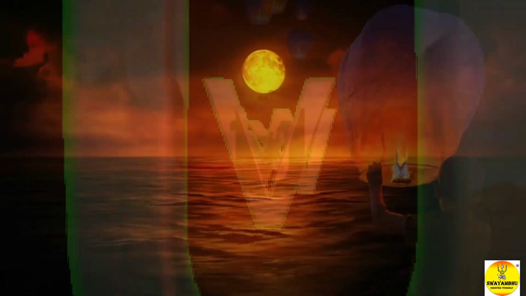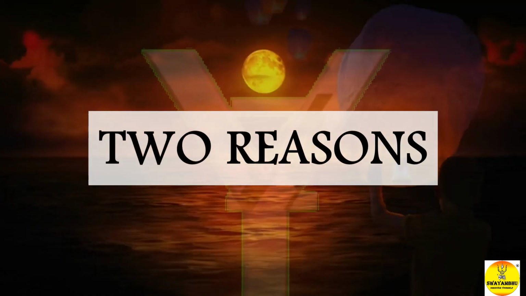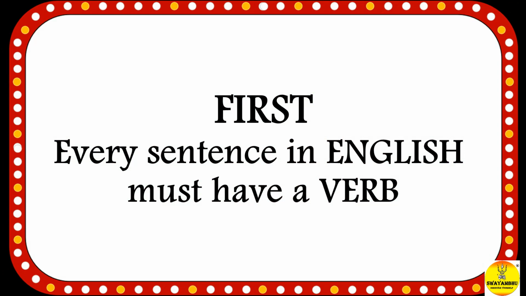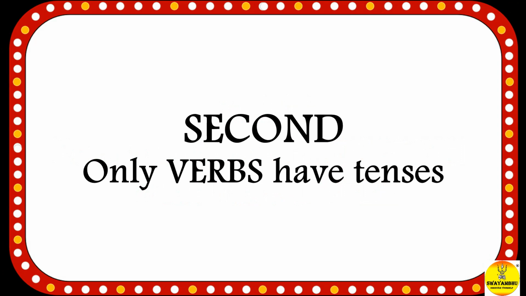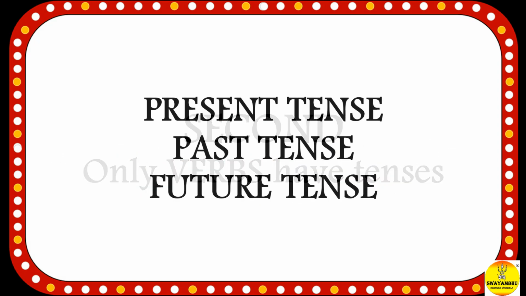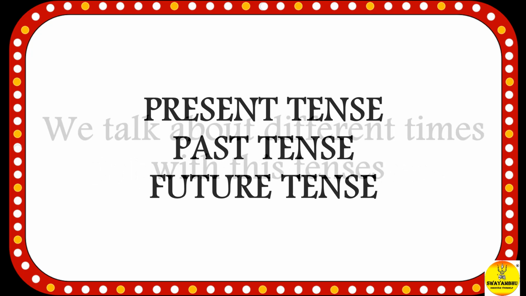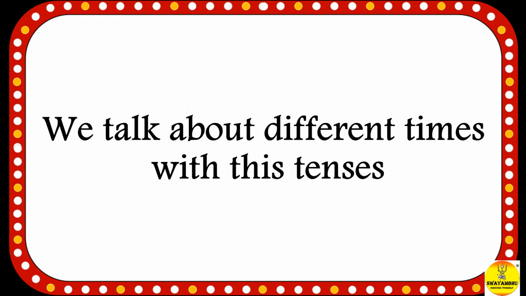Coming on to the most important part of speech, verb. Verbs. The most important words in the English language for two reasons. First, every sentence in English must have a verb. You cannot have sentences without verbs in English. Second, only verbs have tenses. Present tense, past tense, future tense. We talk about different times with these tenses.